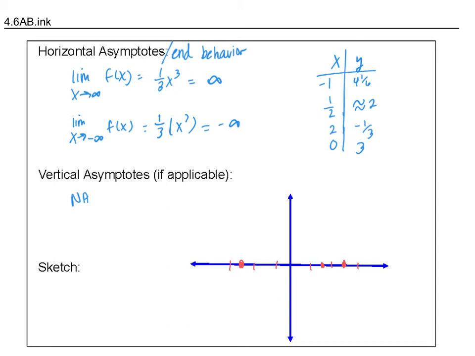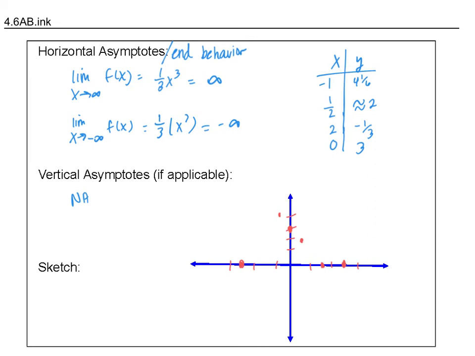Okay. I can also plot those other key points at this moment. So at -1, I'm up here a little bit larger than 4. At a half, I'm approximately at 2. At 0, 3 for my y-intercept. So here's all the key points that I have. Other things that I found out.